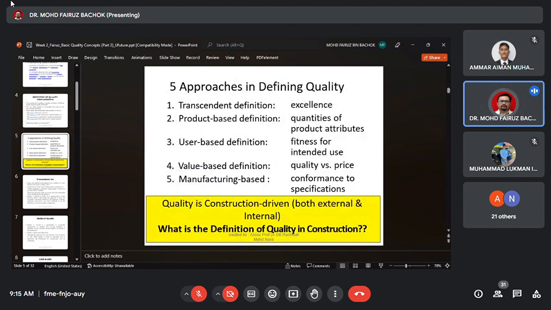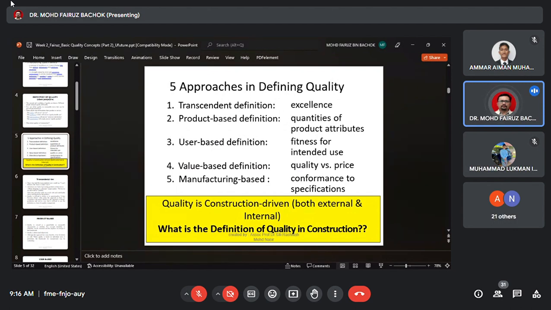Okay, five approaches in defining quality. As a manager or as a developer, if you focus on the transcendent definition, you look at excellence. If you focus on the product-based definition, you have to look at the quantities of the product attributes. So many attributes compared to other products means you have better quality.